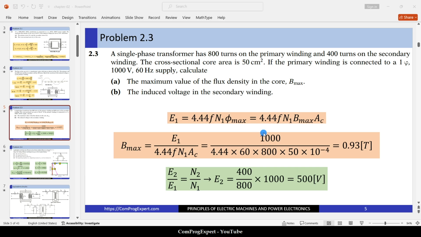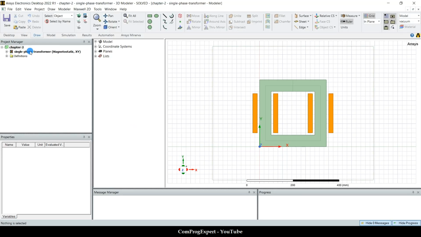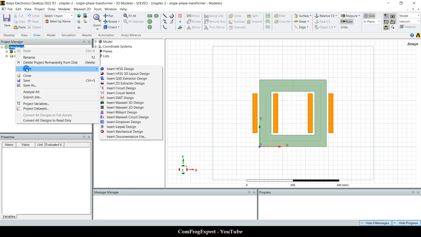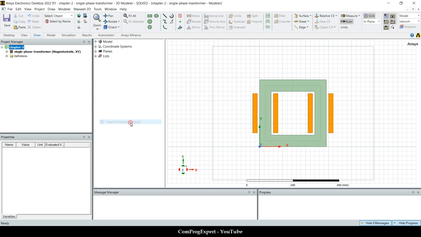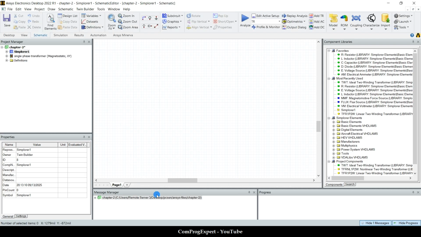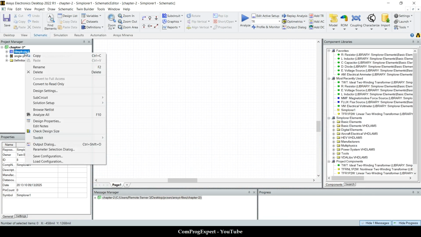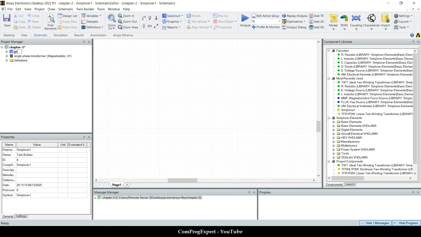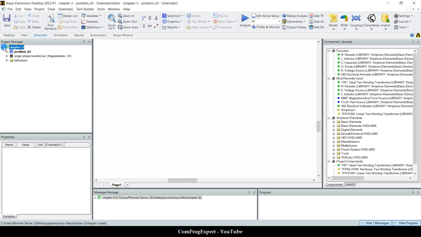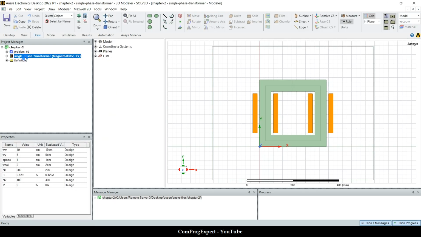Okay, so just let me explain the transformer models that we have in the Simplorer. Let's add a new Simplorer design for this problem, problem 3. Because we generate multiple Simplorer designs for the problems, I just defined this project, chapter 2. And this is the model of the single phase transformer that we have from chapter 1.